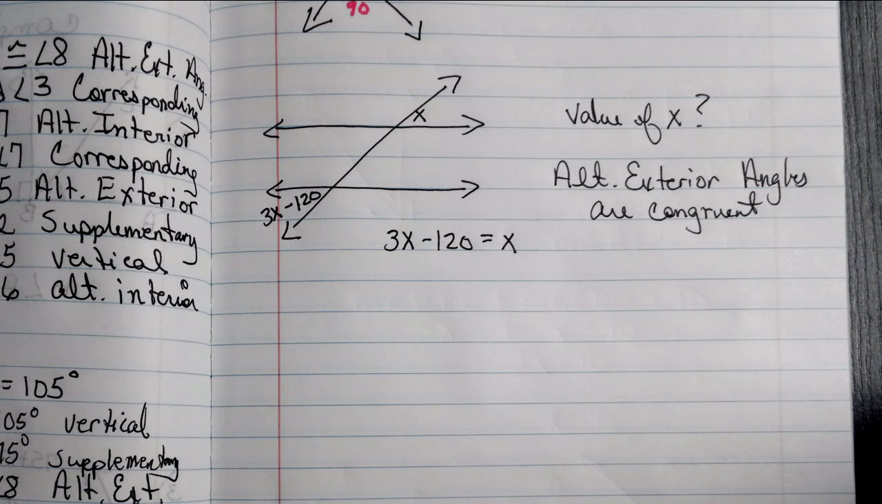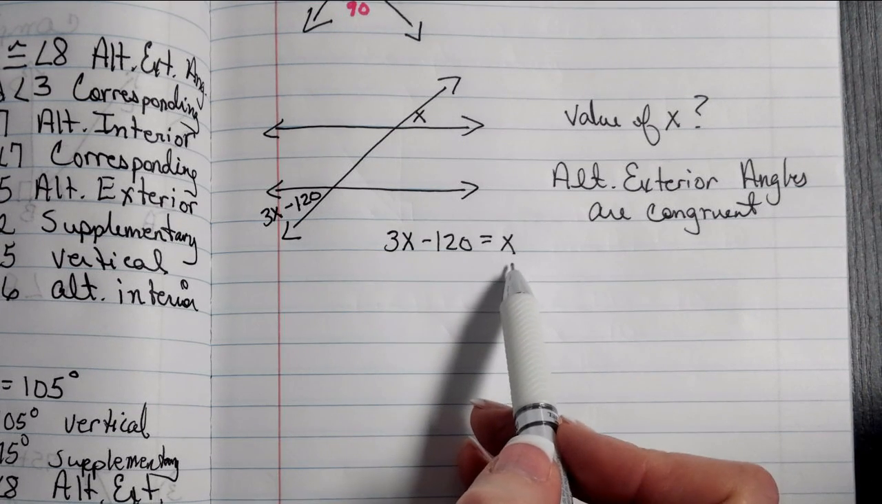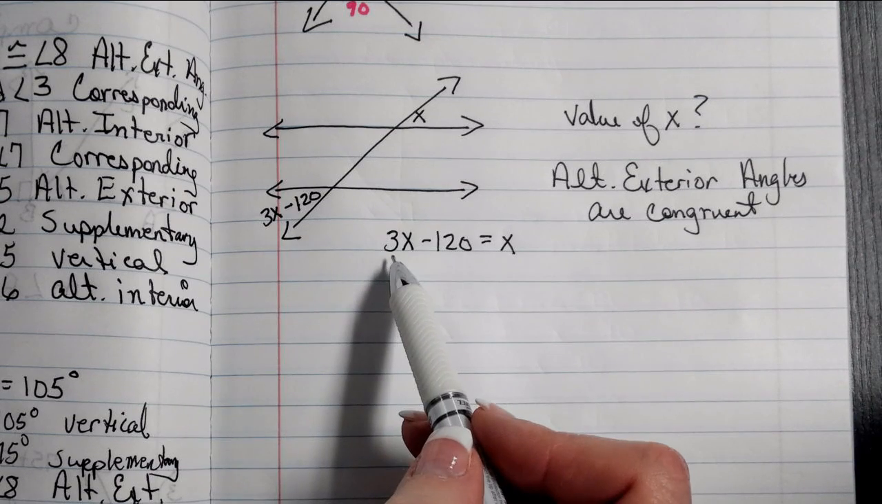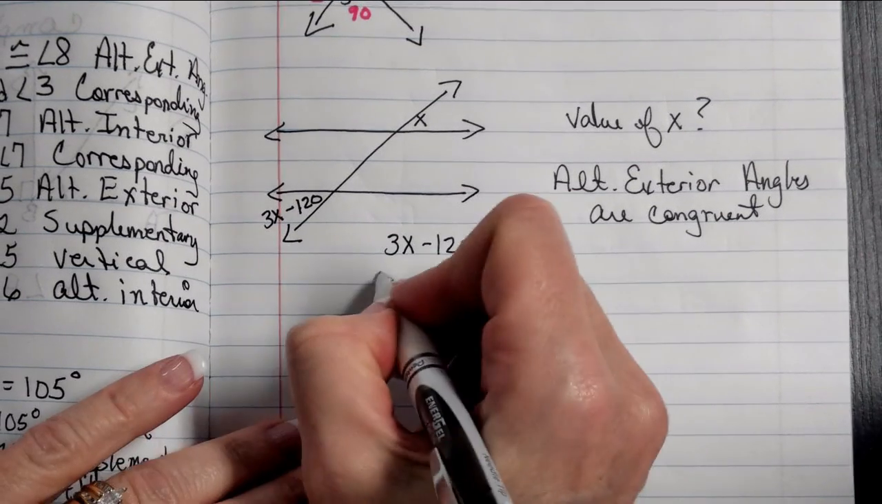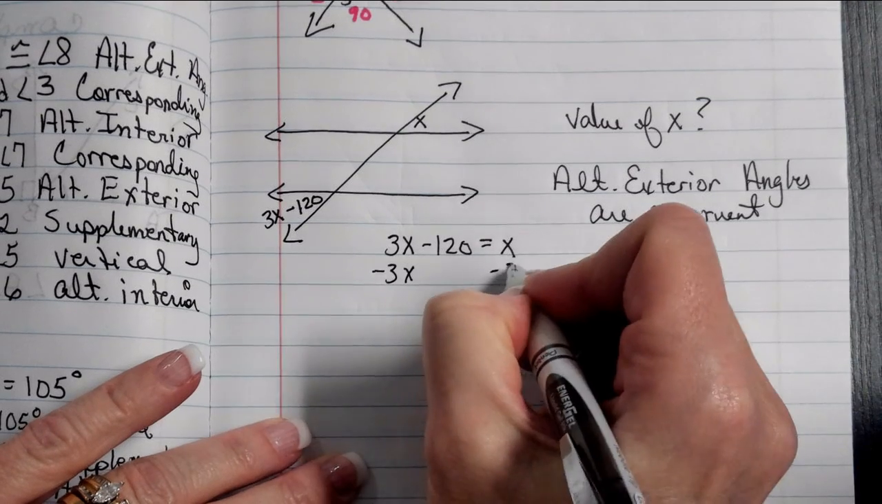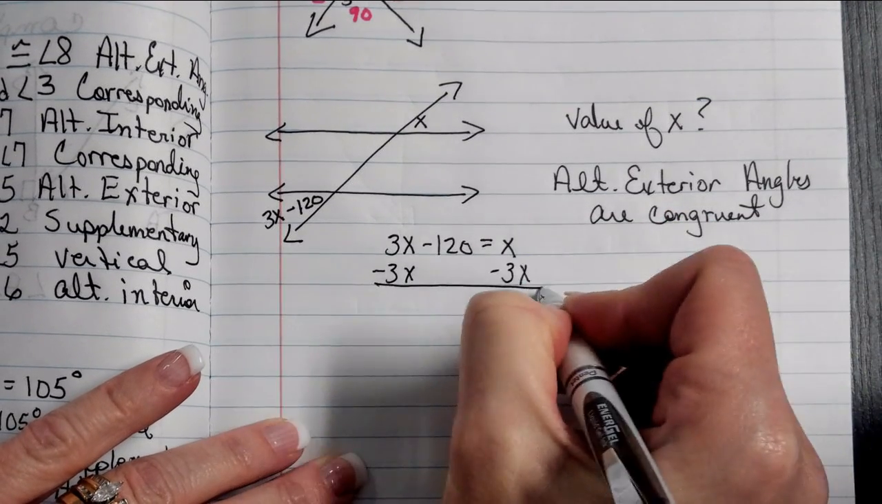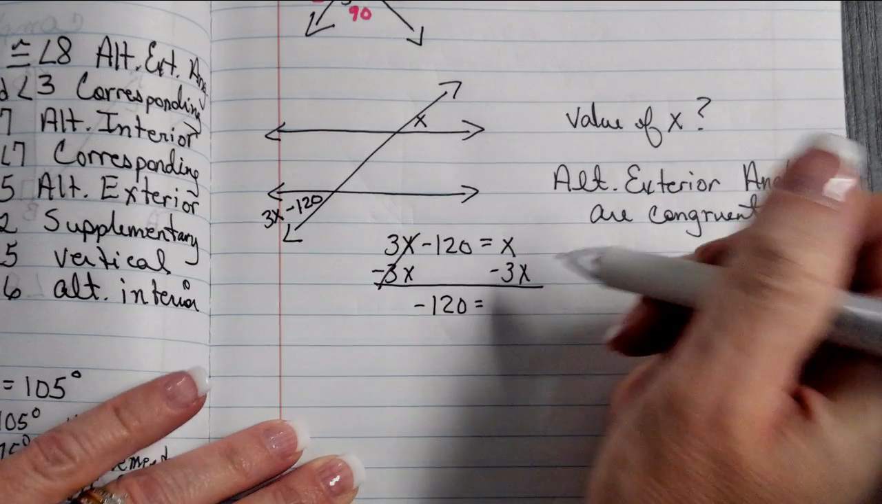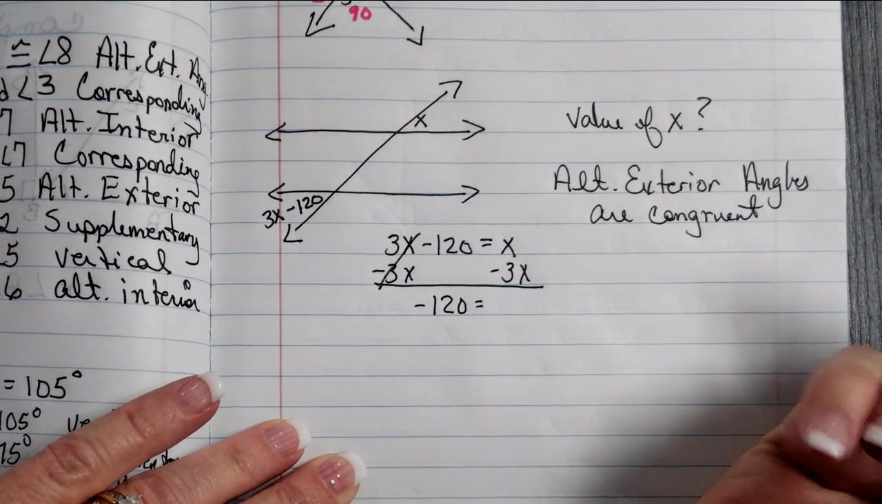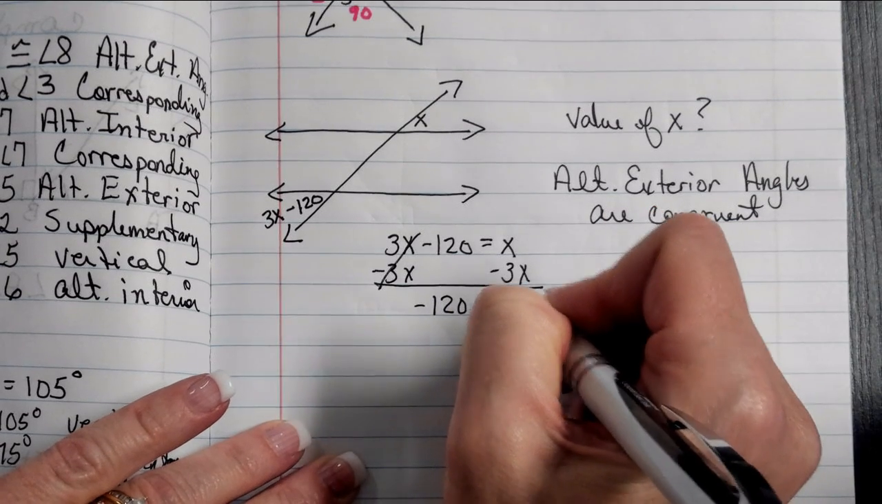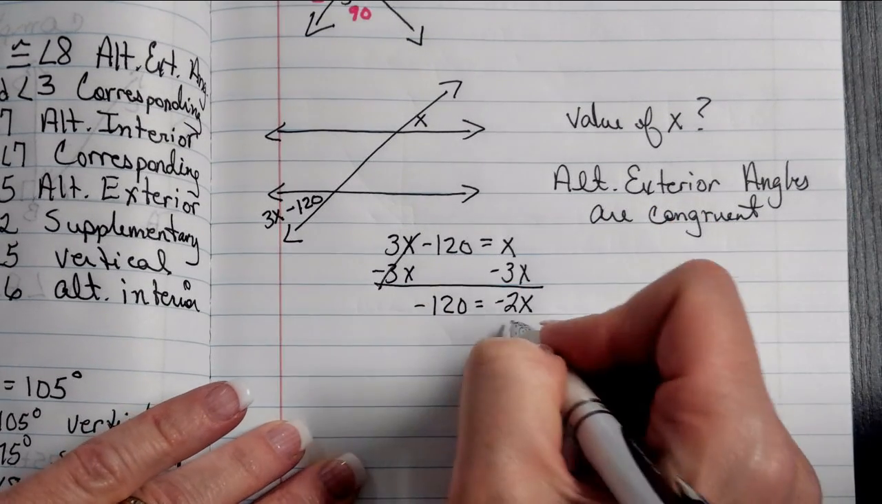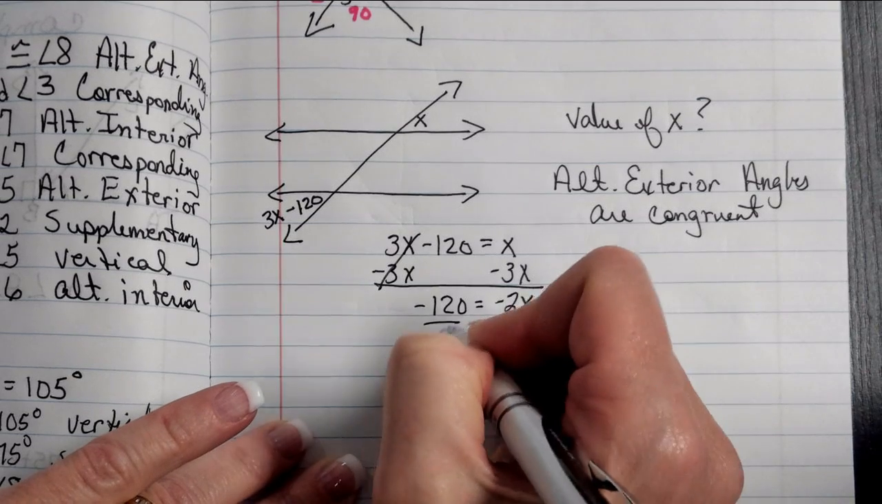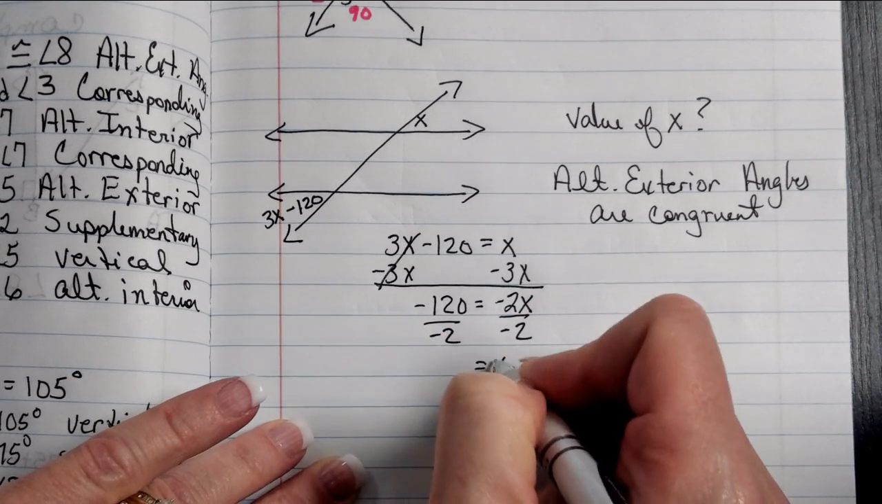So then we just have to solve our equation. Variables on one side, numbers on the other. If X is all I have, don't move it, move the 3X. How can I move the 3X? I can subtract 3X. So I get negative 120 equals, what is X minus 3X? Negative 2X. What do I do then? Divide by negative 2. So what is X going to equal?